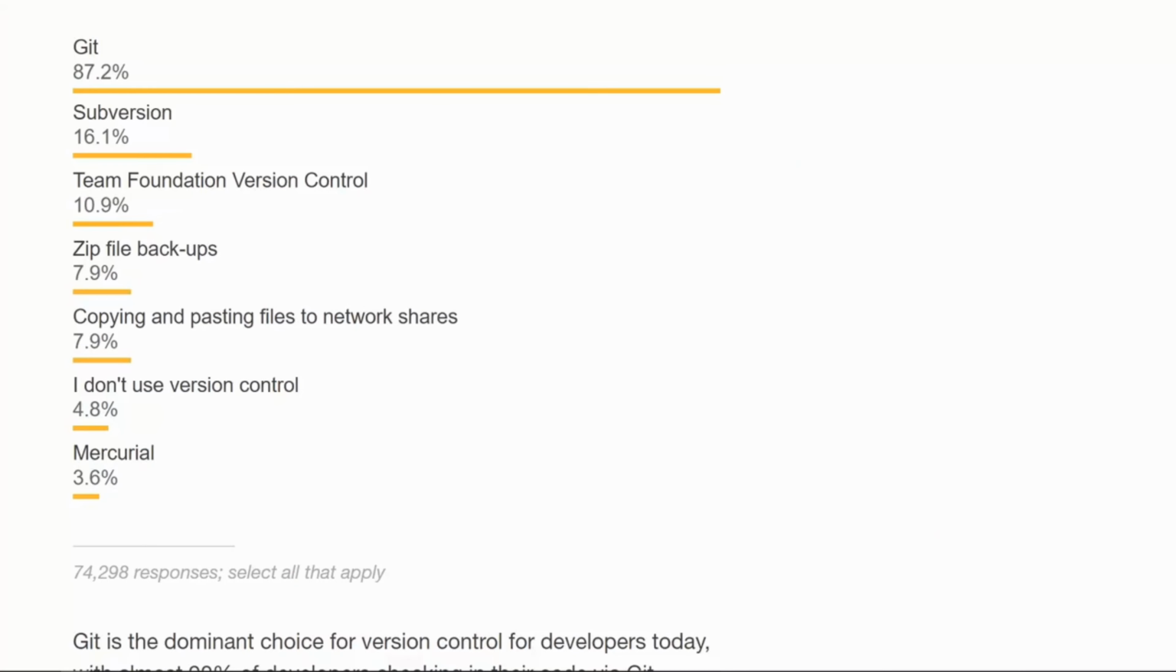Lastly, Git is used by nearly all developers, with Stack Overflow reporting that nearly 90% of the 75,000 developers they surveyed use Git as their version control system. This means for anyone looking to get a job in programming, they will need to know Git.